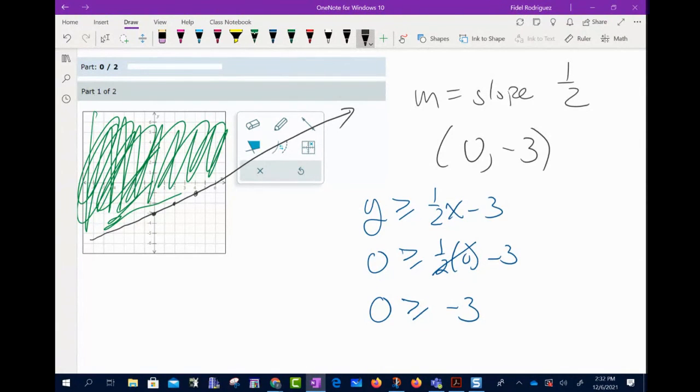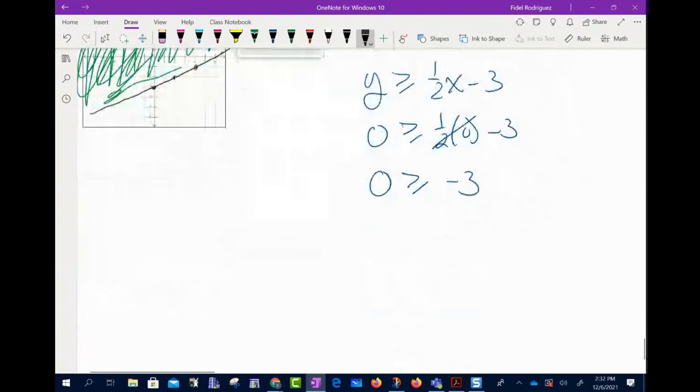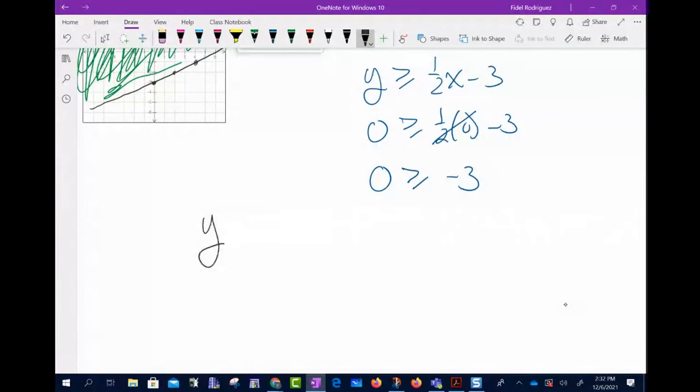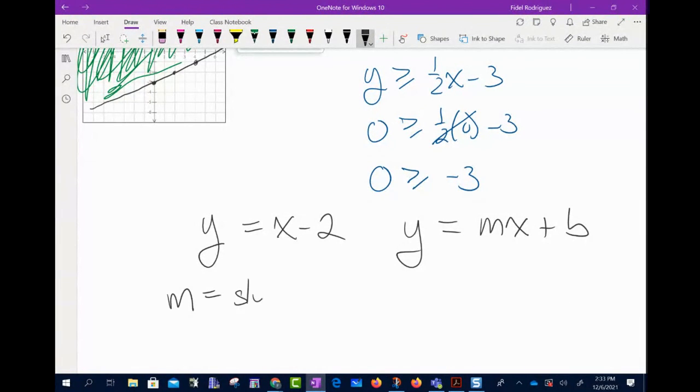There we go. Okay, let's check the second equation. The second equation is y is equal to x minus 2. We're going to do the same thing here, a little stare and compare. y equals mx plus b. So what's our m in this case? What's my slope? Good. Remember, y'all, I'm going to think of the slope as 1 over 1. What about our y-intercept?